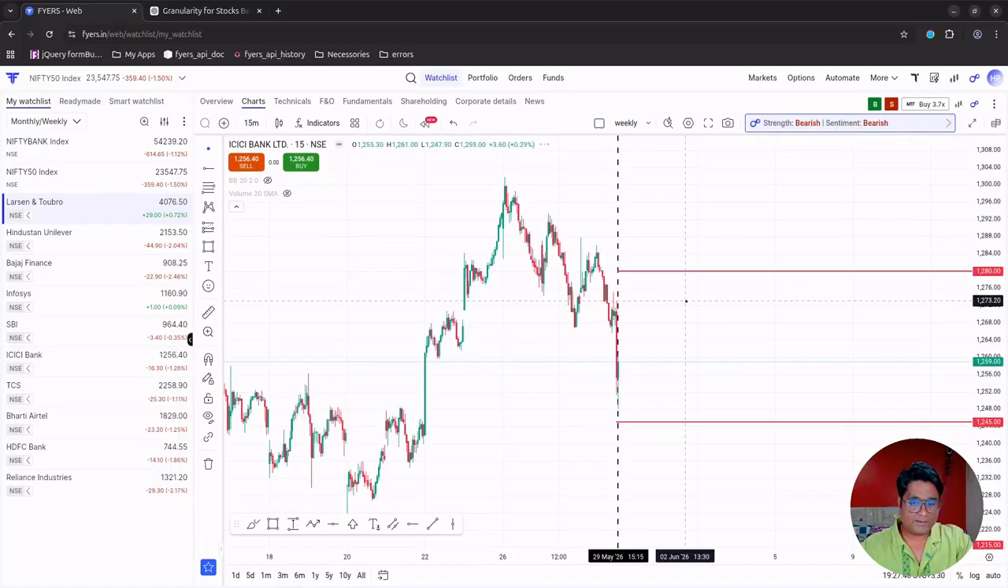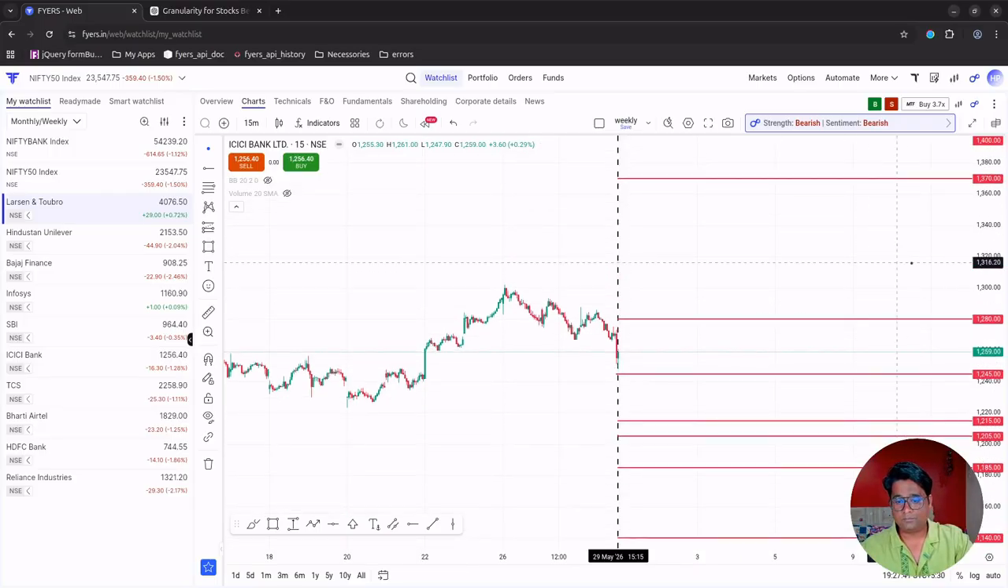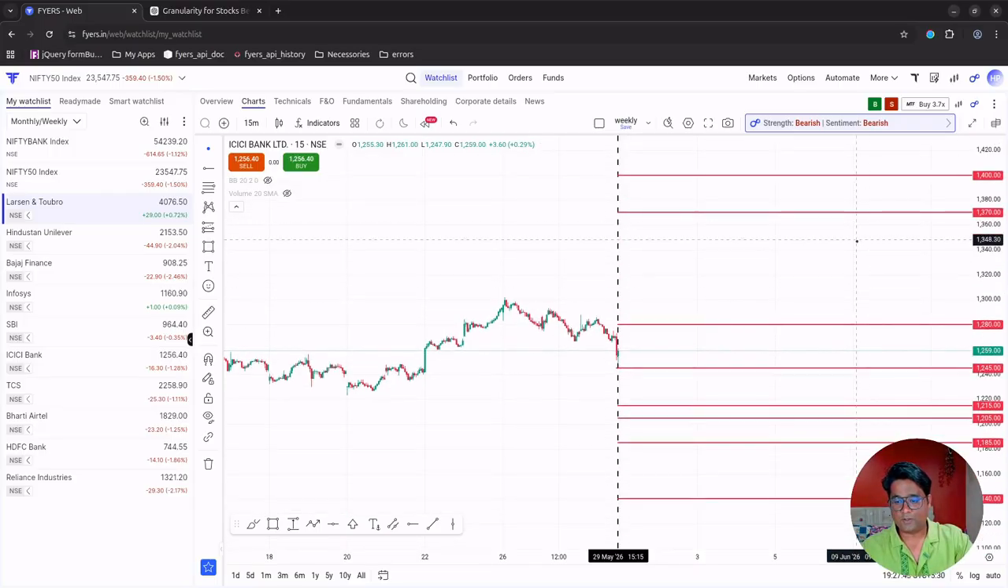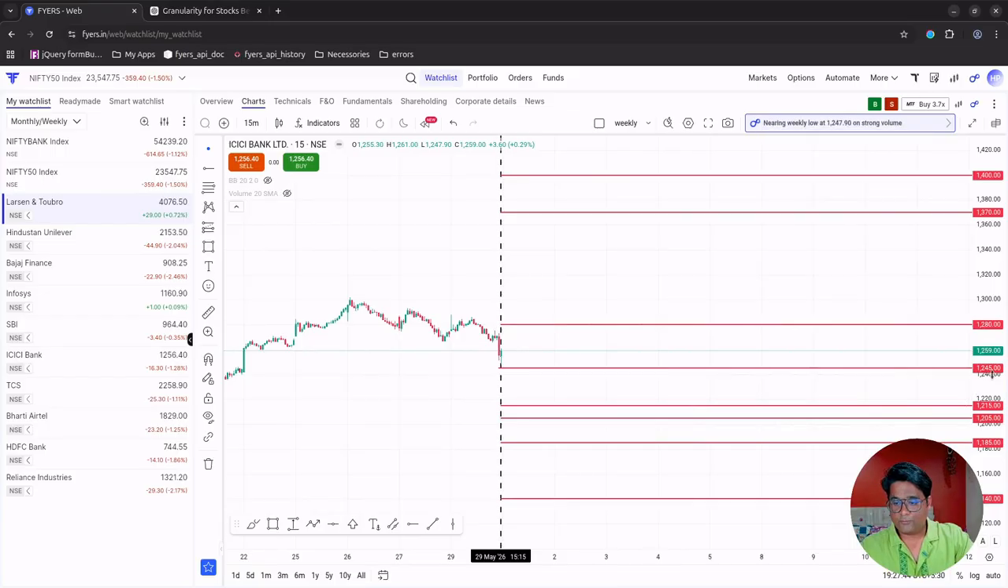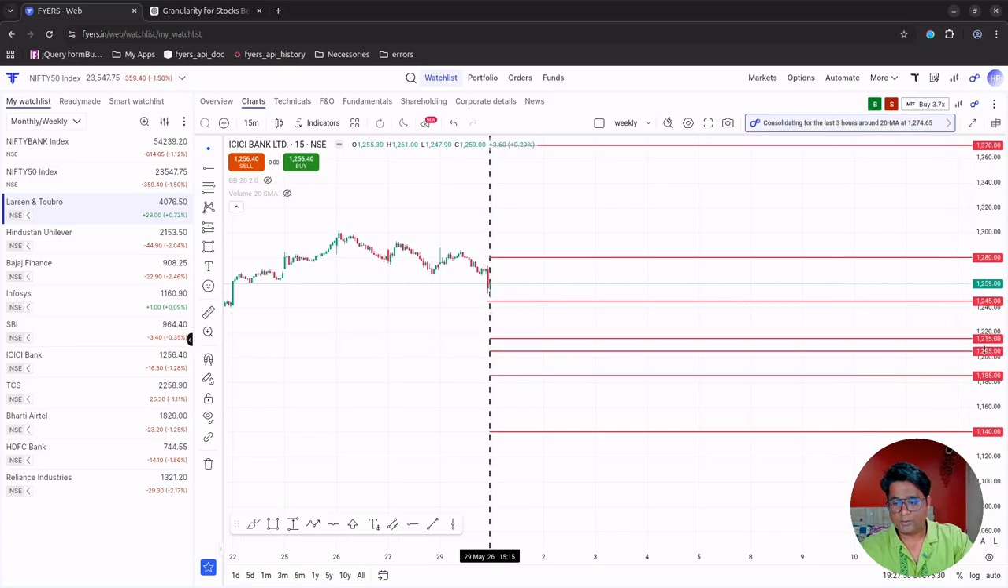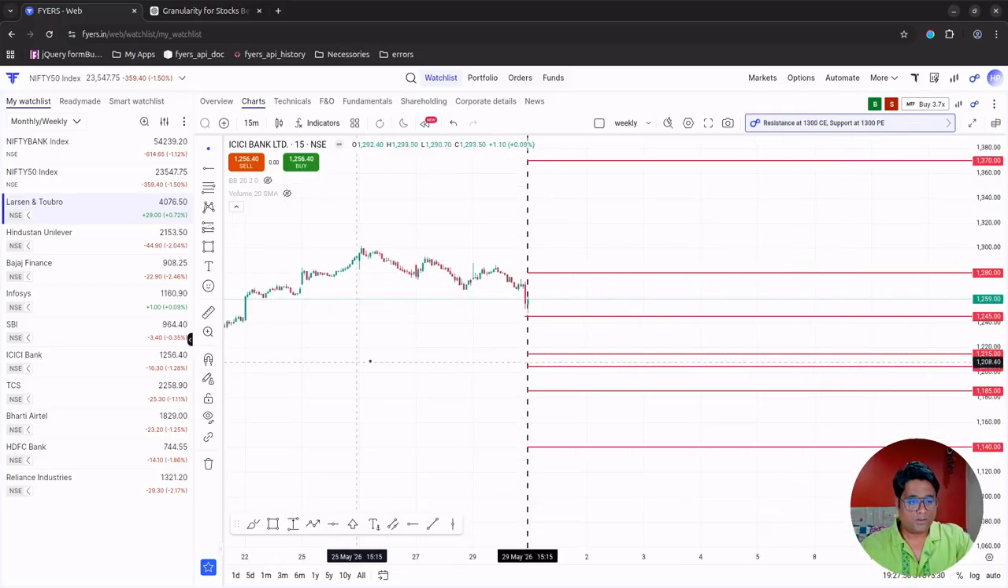Let's see for ICICI. This is for ICICI: 1245, 1280, 1370, 1400, and levels below 1215, 1205, 1185 and 1140. This is for ICICI Bank.